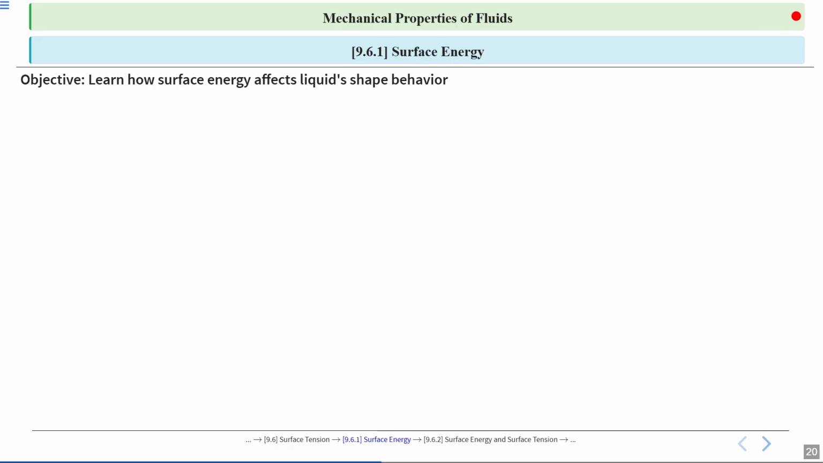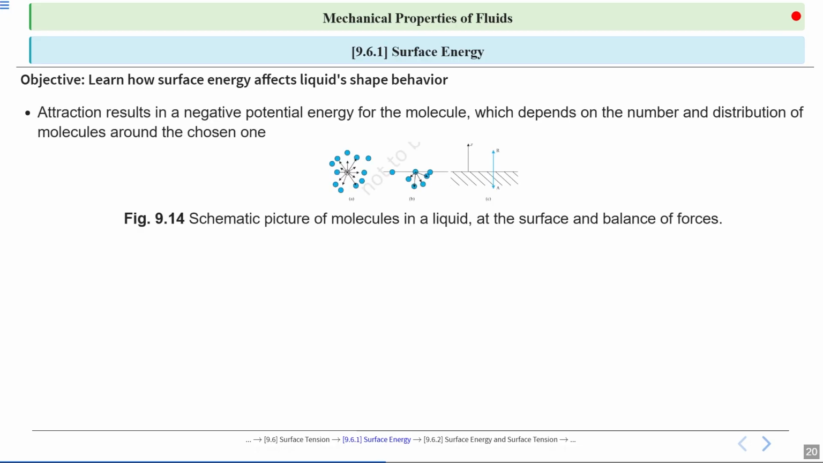Now, attraction results in a negative potential energy for the molecule, which depends on the number and distribution of molecules around the chosen one. But even though individual molecules might have different neighbors, on average, the potential energy for all molecules in the liquid is the same. This means that overall the energy landscape is balanced throughout the liquid. It's important to remember that these averages help us predict the liquid's behavior as a whole, not just for single molecules.